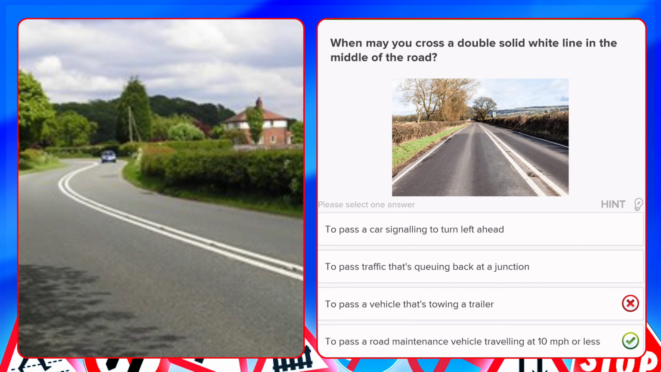So let me just repeat that. The correct answer is to pass a road maintenance vehicle or a cyclist doing 10 miles an hour or less. If they give you the option of 10 to 12 miles an hour, always go for the slowest speed. The typical wrong answer is to pass a vehicle that's towing a trailer.